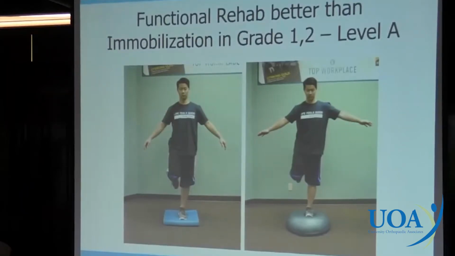Functional rehab is better than immobilization in grade 1 and grade 2 lateral ligament injuries, and that's supported at level A as well, which means that if you have a grade 1 or a grade 2 ankle injury, you should start them with functional rehab as soon as they're able to do so pain-wise. So that's done with weight bearing, with proprioceptive, with balance. Those types of activities will speed their recovery back to sports as opposed to putting them on crutches for a period of time.